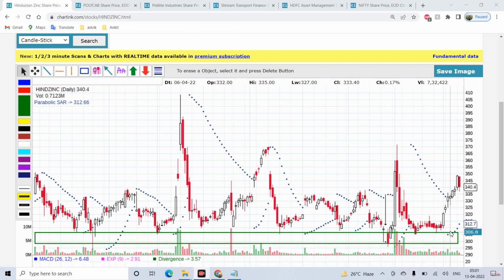I need not say, when you see a 5% gain, you move your stop loss to your entry price.